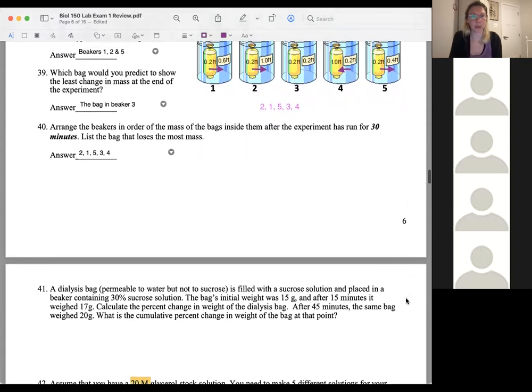So I'll try to keep it like this so you can get these answers down if you haven't already. So if we're moving on to number 41 on page 7.